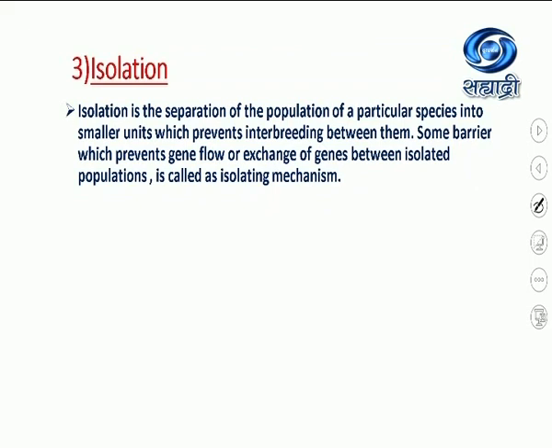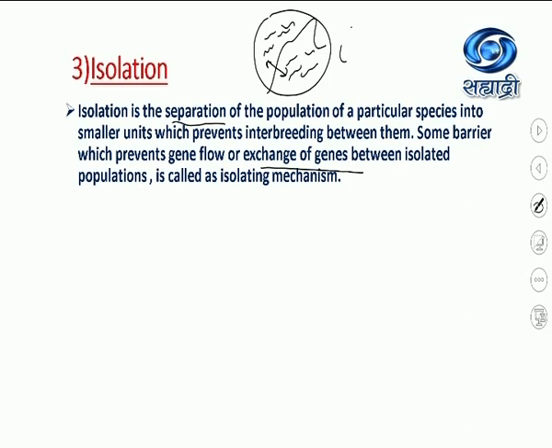Isolation. The simple English literal meaning of isolation is separation of the population of a particular species into smaller units, which prevents interbreeding between them. Some barrier prevents the gene flow or exchange of genes between isolated populations. Suppose this is a big population, but there is a big mountain in between. So the birds which are present here, though they are similar to the birds present here, are not able to interbreed because of that huge mountain. It is a very huge mountain, so the birds cannot fly from region A to region B.